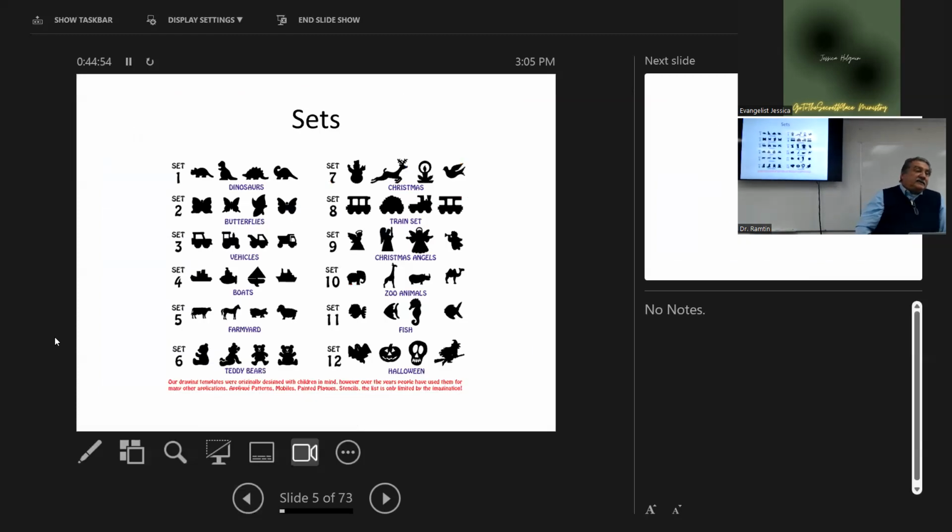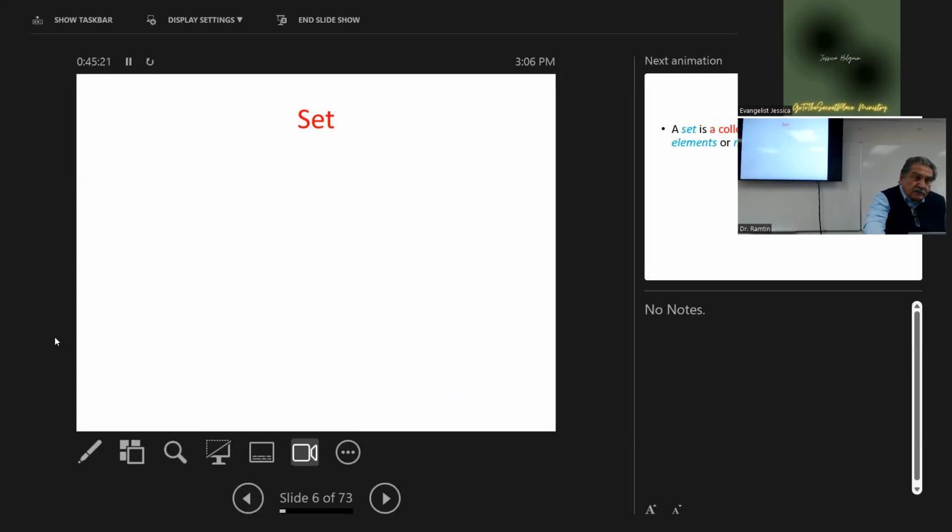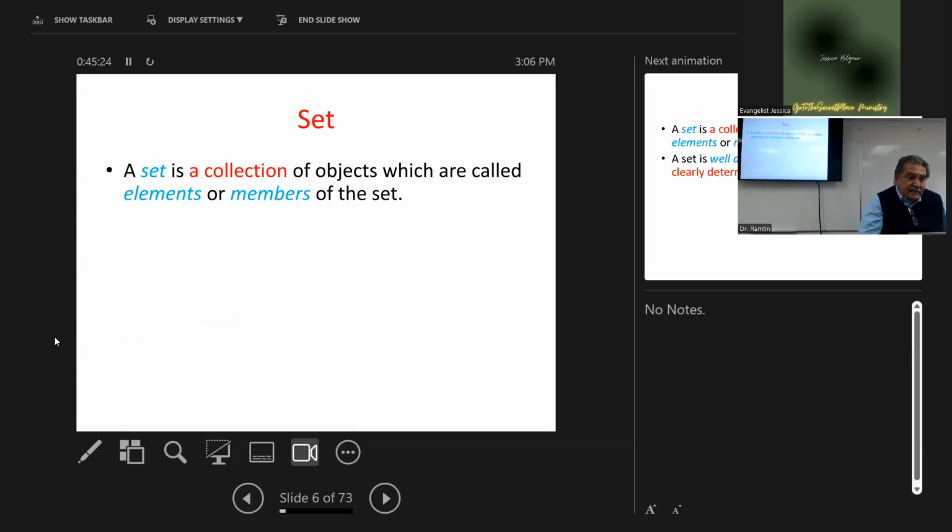Today we are going to talk about sets, and that's very important. The whole of mathematics, the whole of algebra, is based upon sets. We can have a set of dinosaurs, a set of cars, vehicles, butterflies. You can have a set of zoo animals, a group of things that have some things in common and some things not in common. That forms a set. So when we talk about a set, a set is a collection of objects which are called the elements or members of that set.